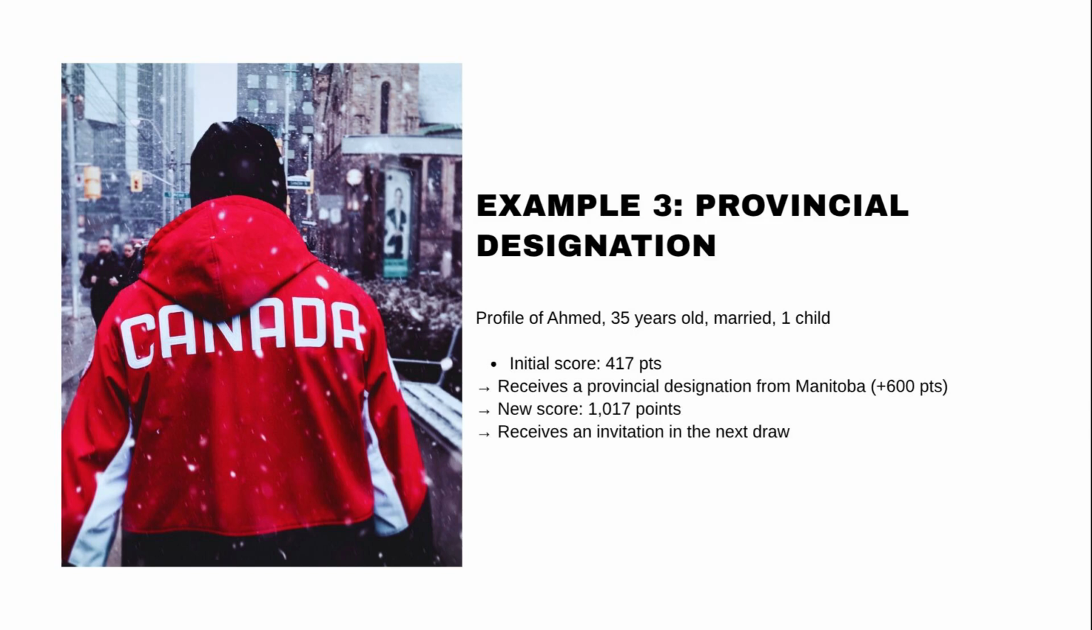Meet Ahmed, 35, married with children. He has an initial score of 417 points, which isn't enough for an invitation. But he receives a provincial designation from Manitoba, which gives him an additional 600 points. The result? 1,017 points and an almost guaranteed invitation. This case shows that provincial nominee programs, PNP, are an excellent solution for those whose profile is not yet strong enough for the general draws. It's a highly effective strategy, but one that requires initiative, intelligence, and sometimes a separate provincial file.